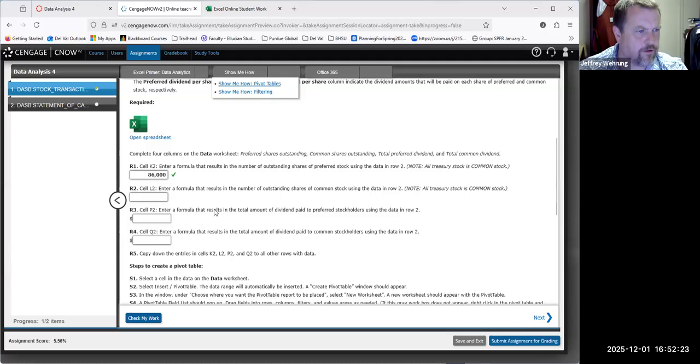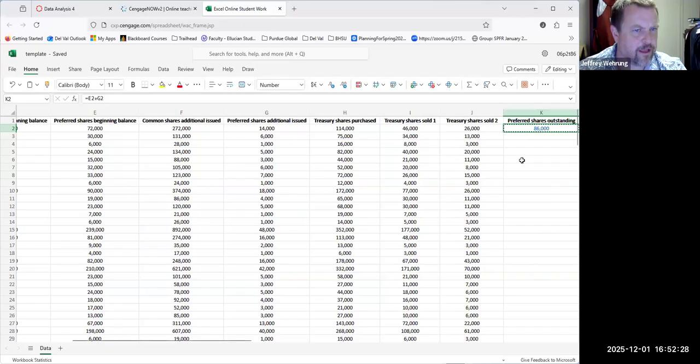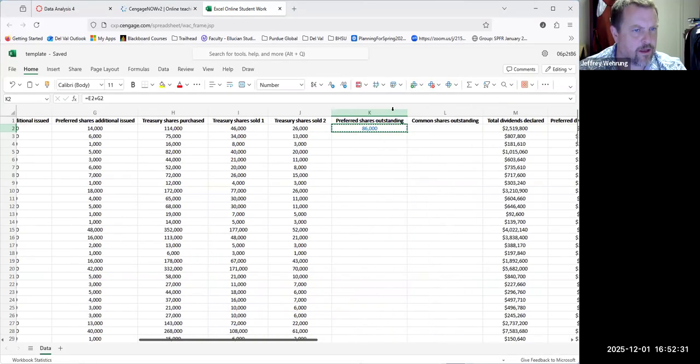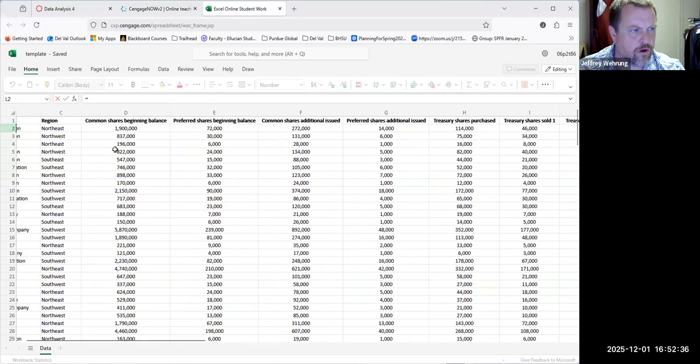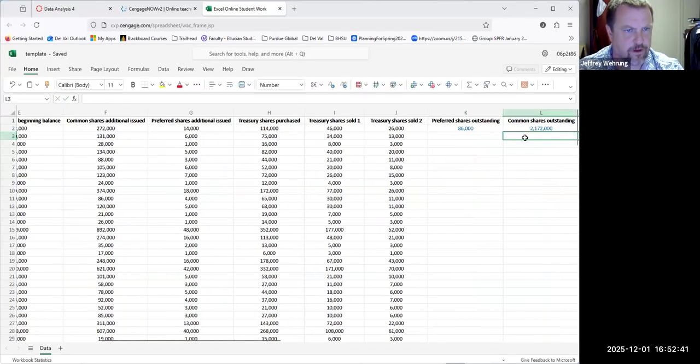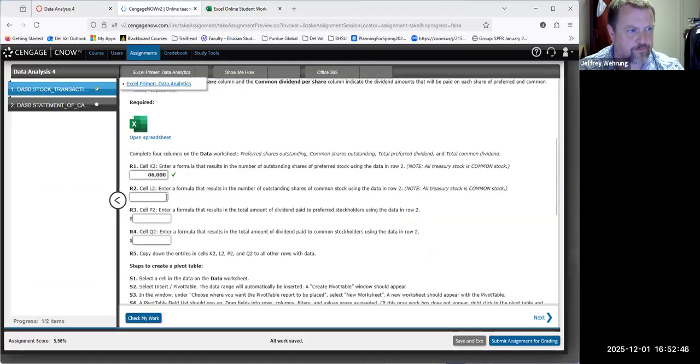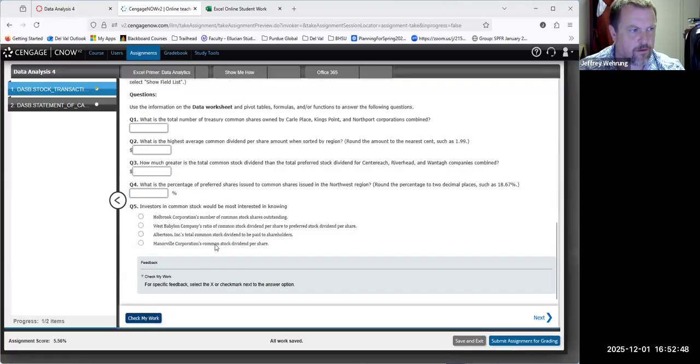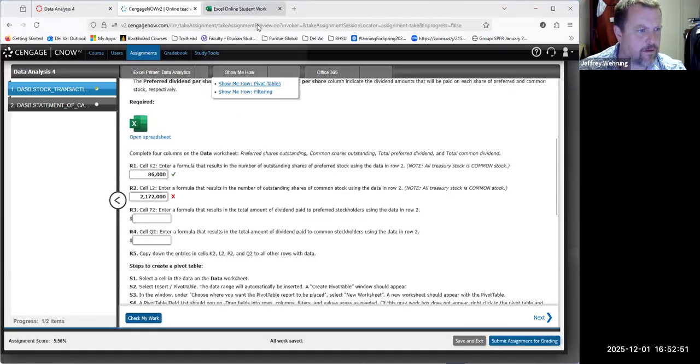Okay, so L2: enter a formula that results in the number of outstanding shares of common stock. So we're going to do the same thing. Common stock is going to equal our beginning balance of common stock plus additional common stock issued. A lot more common stock than preferred stock, huh? Okay. Oops. What happened there? No, all treasury stock is common stock. Oh, okay. There you go.